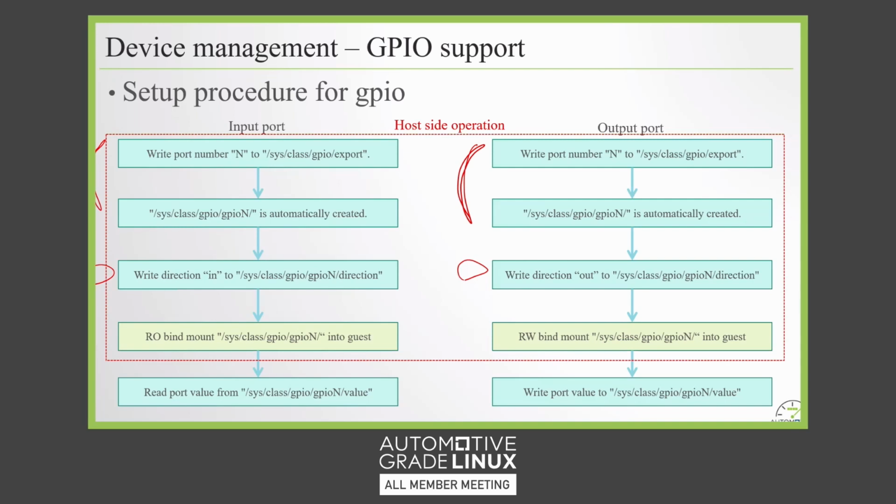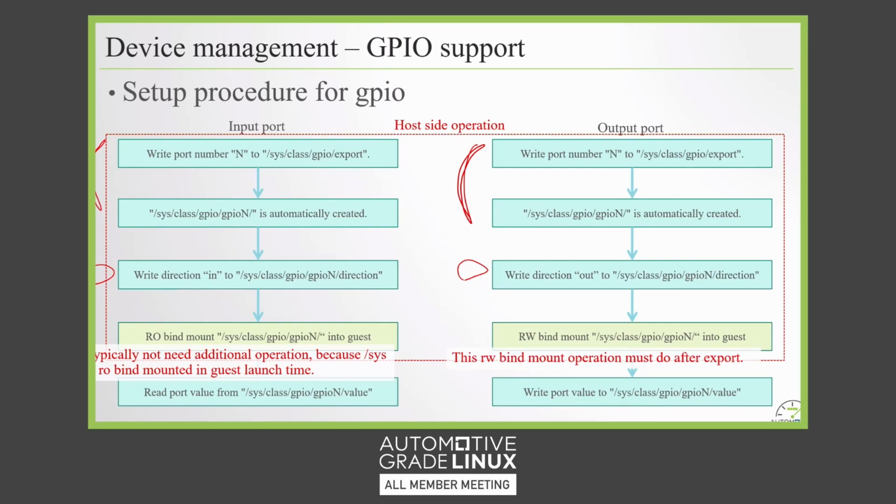This operation needs to be done host side. The additional host side operation is to read-only bind mount the GPIO directory into the guest in the input case. But typically this additional operation is not needed, because the /sys directory is read-only bind mounted in the guest at launch time. In the output port case, we need to RW bind mount the GPIO directory into the guest. This RW mount operation must be done after export. This operation needs to be done on the host side before the container launches.